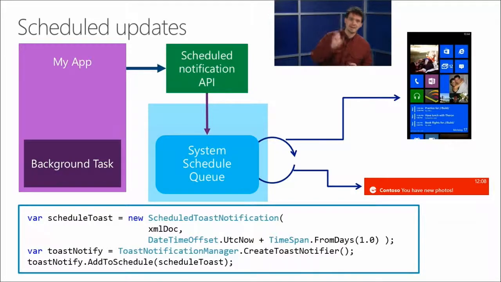Using that looks like this, where we just use the scheduled Toast or scheduled tile notification API. We give it that XML doc that I've been showing up on the screen, and then we give it a time when we want it to update. Send that to our notification manager, and we just add it to the schedule.